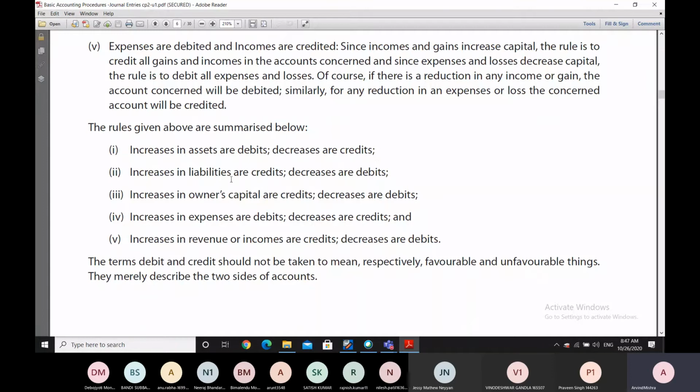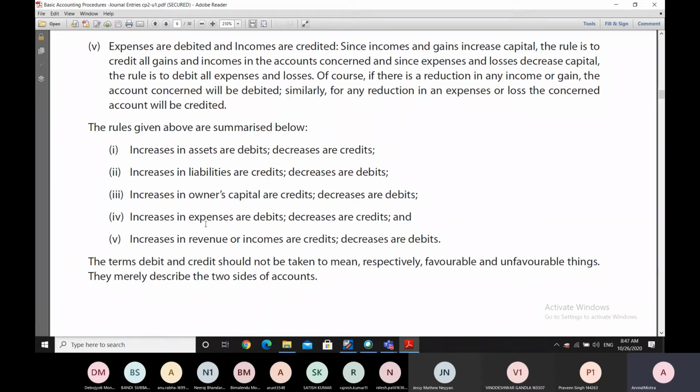Increase in liabilities are credits. Whenever we say credit, you can read it as right side. Whenever we say debit, you can read it as left side. All the increases in the liabilities are written on the right side. All the decreases in the liabilities are written on the left side. All the increases in the owner's capital are written on the right side, and all the decreases in the owner's capital are written on the left side. Debits means left side, credit means right side.